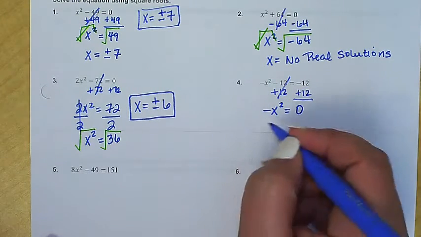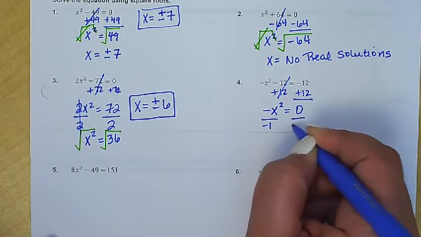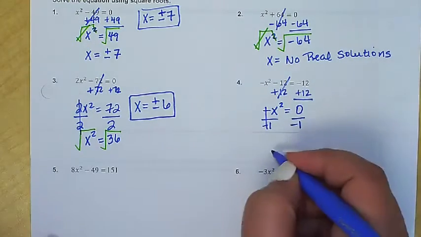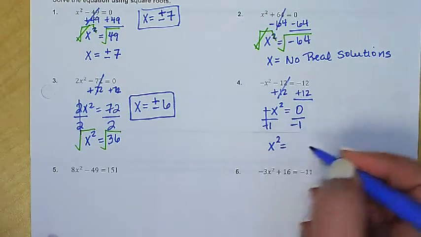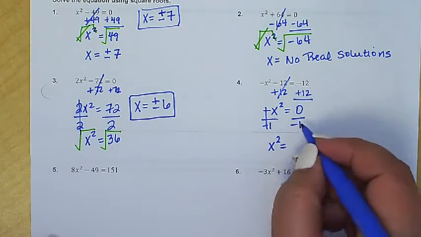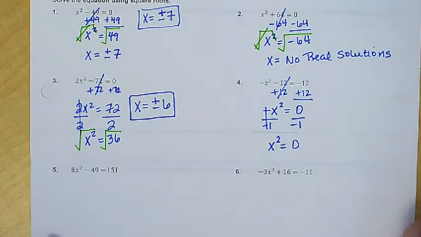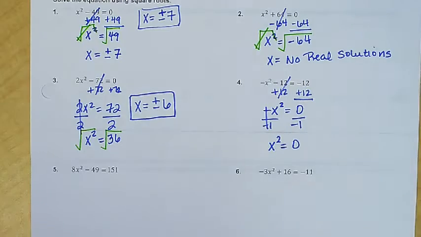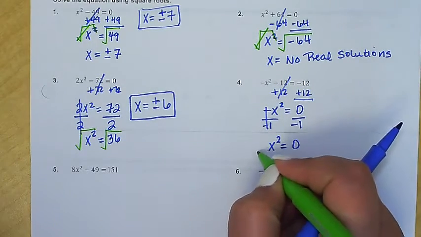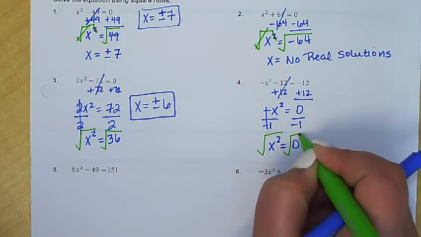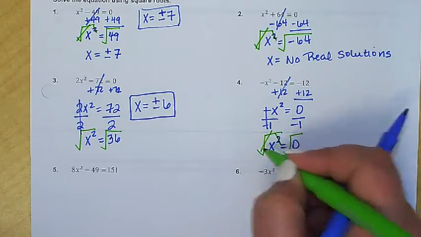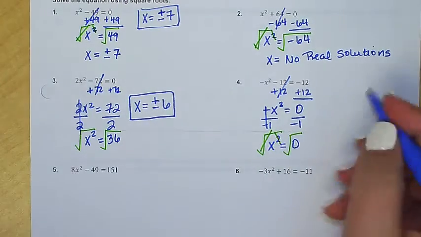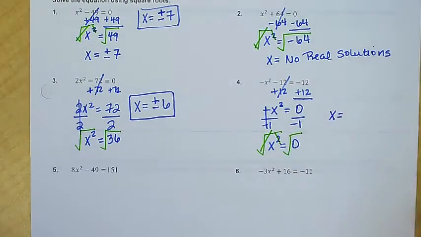Then we still need to get rid of the negative, so we'll divide by a negative 1 to cancel out the negative sign. So now I've got x squared is equal to 0 divided by negative 1. 0 divided by anything is still 0. And then here at the very end, I still have to drop that square root, that power, that square, so I take the square root of both sides. That's what lets me cancel the power. So I get that x is going to be the square root of 0.